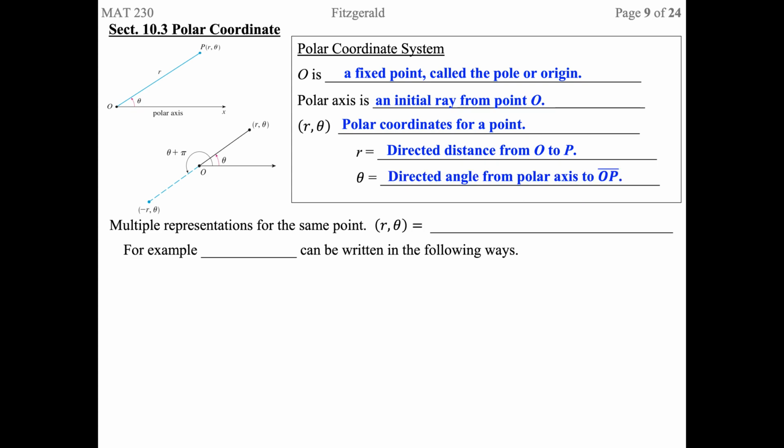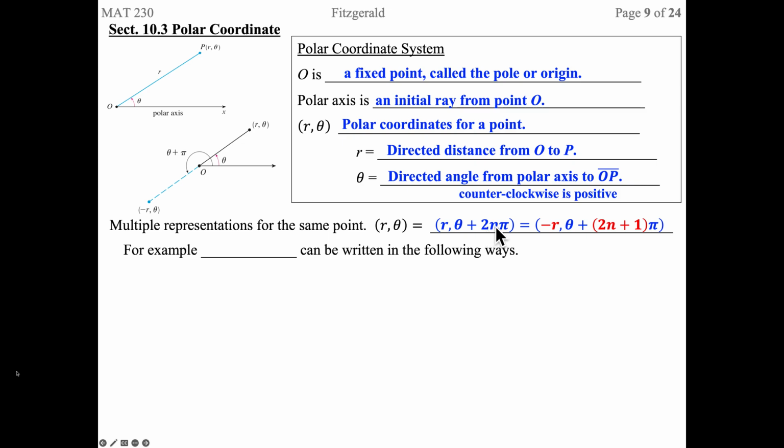There are multiple representations for the same point (r, theta). If you have (r, theta plus 2n pi), this is where you get to add or subtract 2 pi, which is just one revolution around the circle. Now you notice I said plus or minus, but you don't see the plus or minus symbol here because n represents any integer, and your n could be negative, and that would get you your minus 2 pi if n was a negative 1.